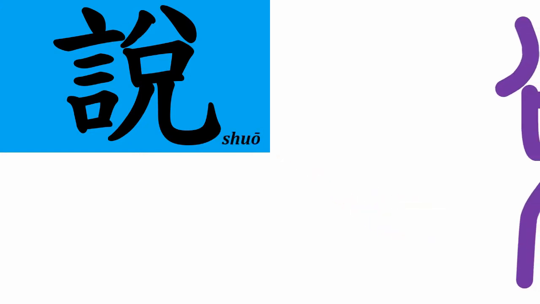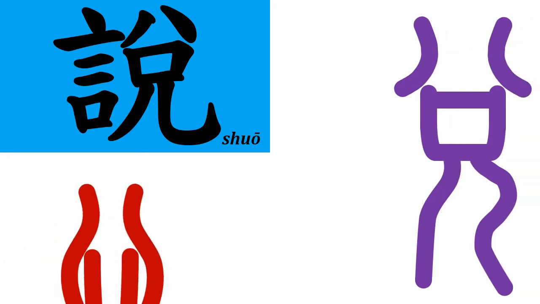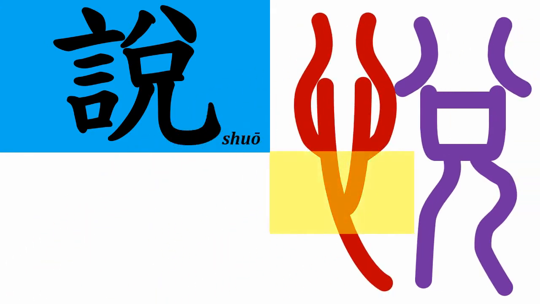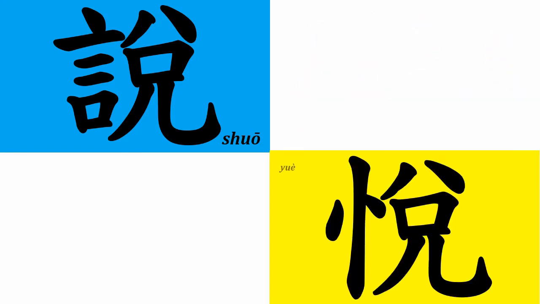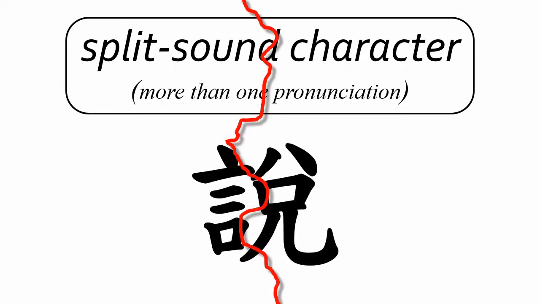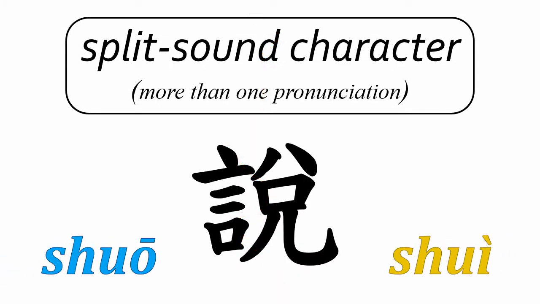When this character was borrowed to mean simply to speak, the speech radical was replaced with the heart to keep the original idea of happy, pleased, or delighted. The variation with the speech radical is a split sound character, pronounced first tone 说, 说, or sometimes fourth tone 睡, 睡. The version with the heart radical is pronounced fourth tone 乐, 乐. In both cases, 对 is the phonetic.